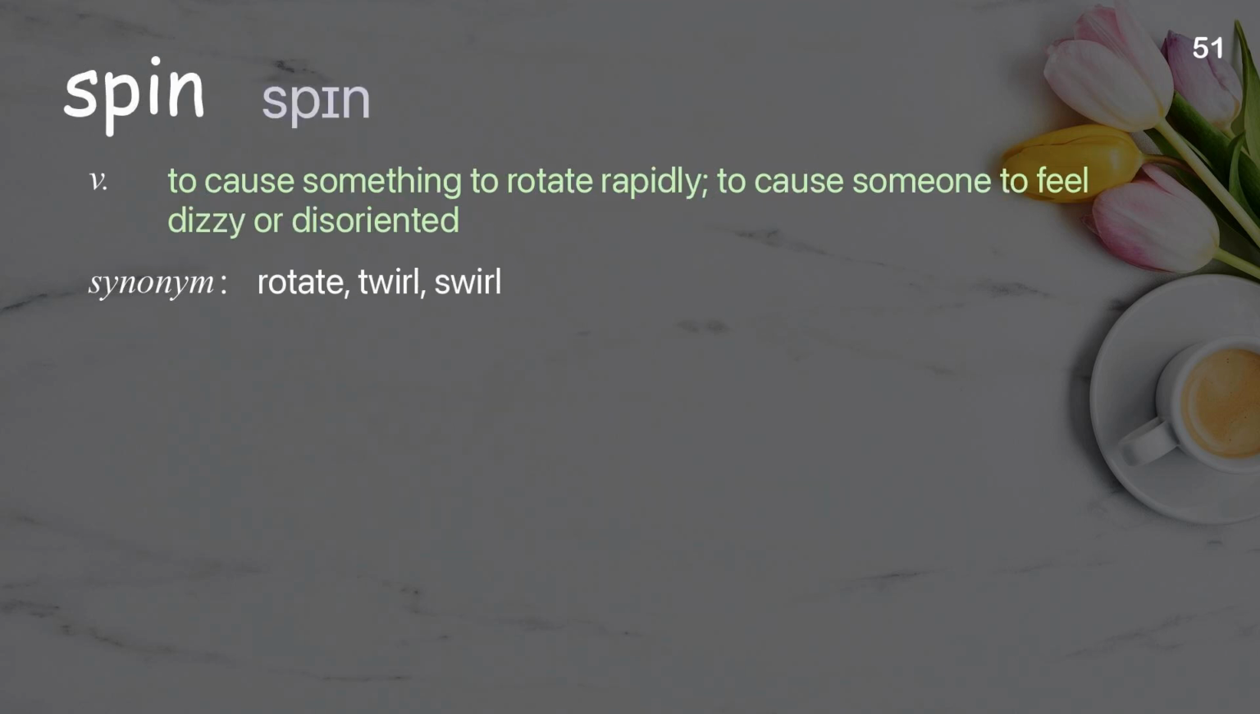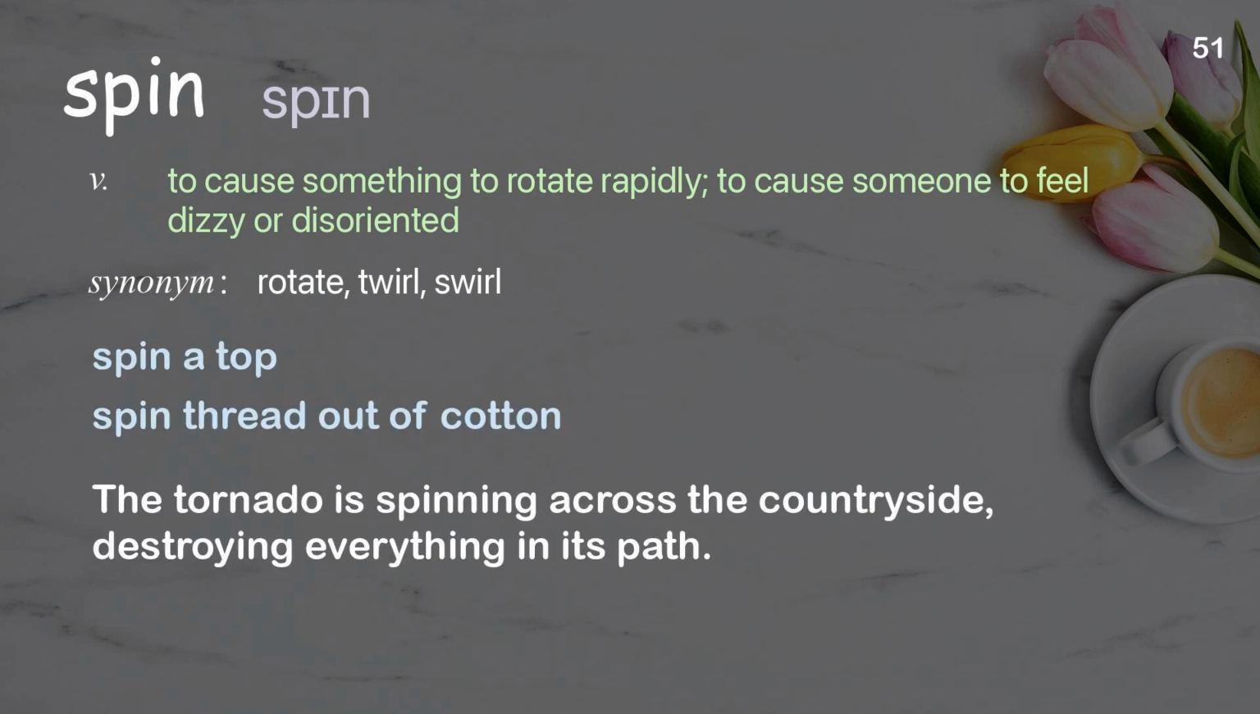Spin. To cause something to rotate rapidly, to cause someone to feel dizzy or disoriented. Examples. Spin a top. Spin thread out of cotton. The tornado is spinning across the countryside, destroying everything in its path.